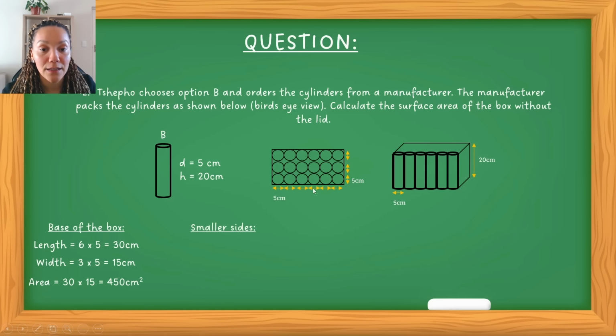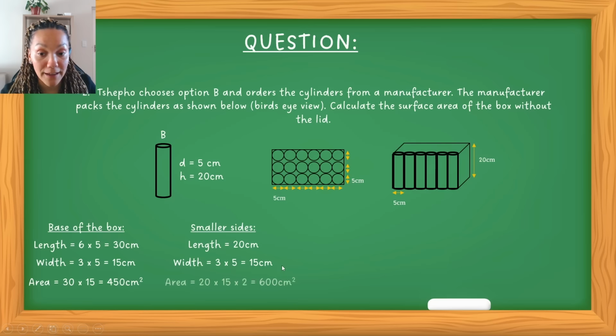So let's look at the smaller side of the box, which is the left and the right part. Here you see it's 20, but what is this width here? Do you see this box actually has 3 of these next to each other, which is this 3 here. So the width will then be 3 times the 5, and that will give us 15 centimeters. So the area of the left and the right part will be 20 multiplied by 15, multiplied by 2, because I've got this on the left and the right side, and it gives me 600.